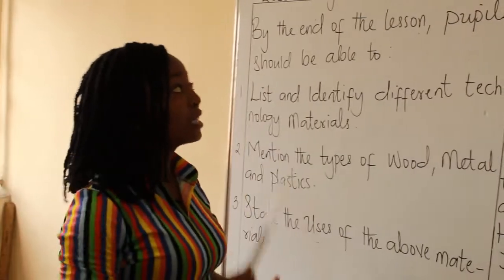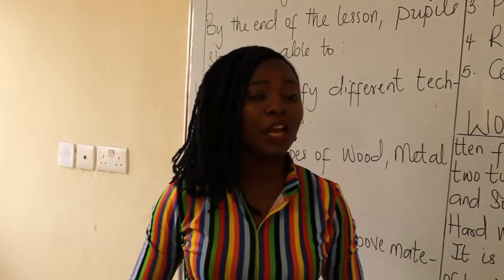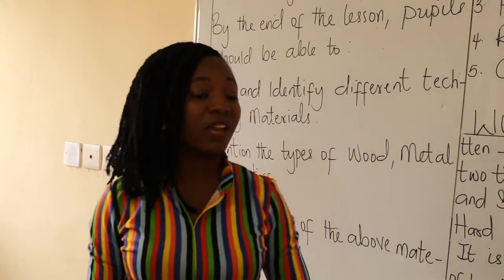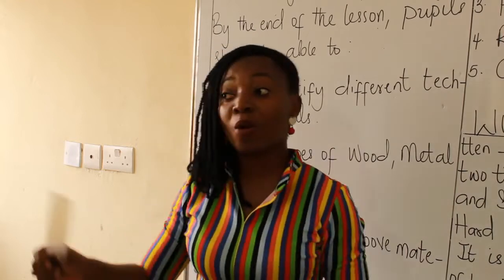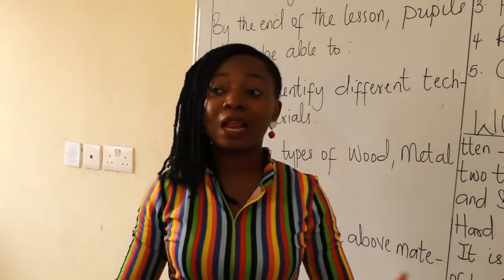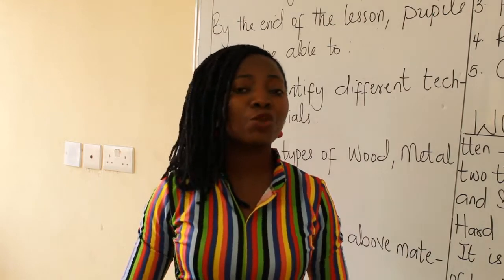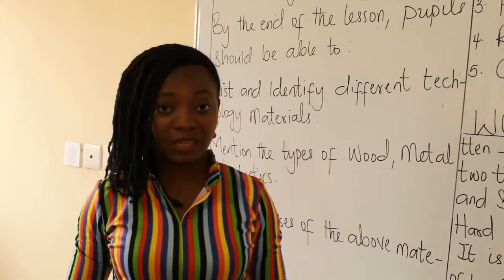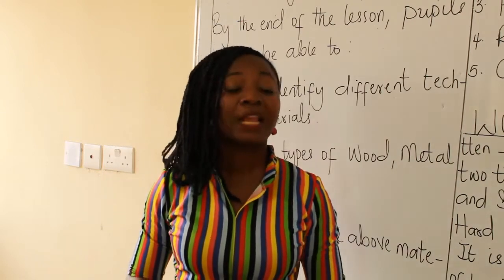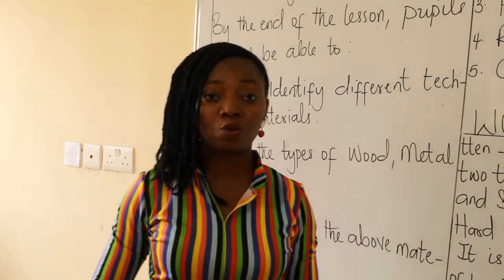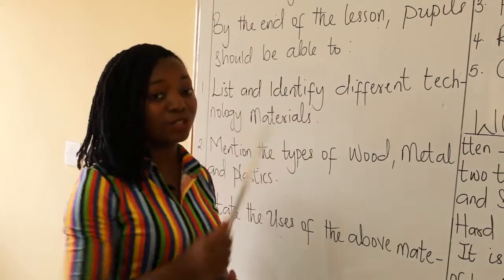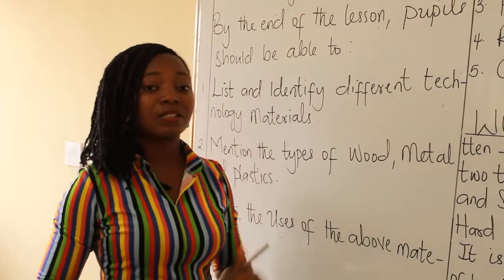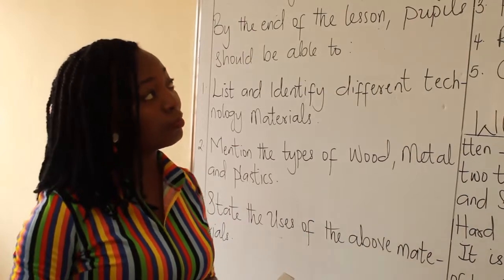Now, when we talk about technology materials, we simply mean those materials we use to produce or manufacture things around us. When you look around your house or in school, around your classrooms, in the computer lab, you see so many things, so many gadgets. To manufacture or produce these things, we need some materials. And these materials are referred to as technology materials. And so in this lesson, we will be looking at these technology materials.